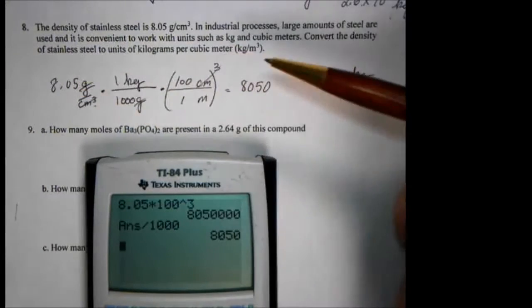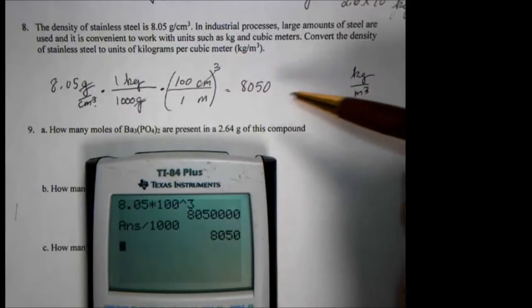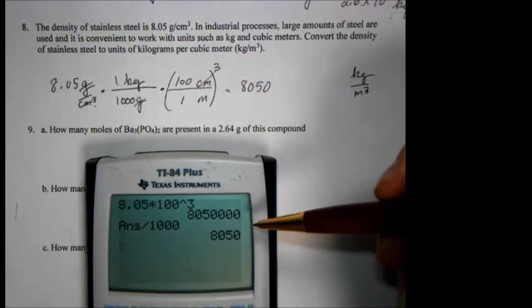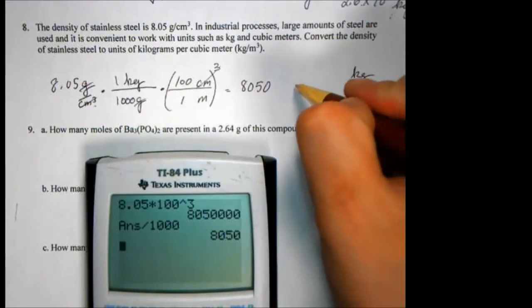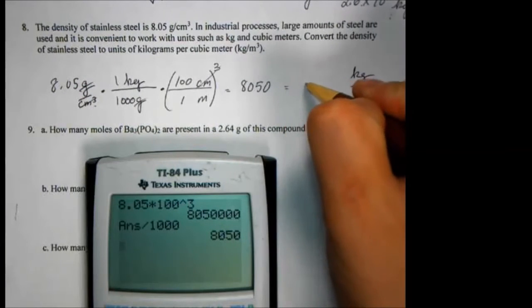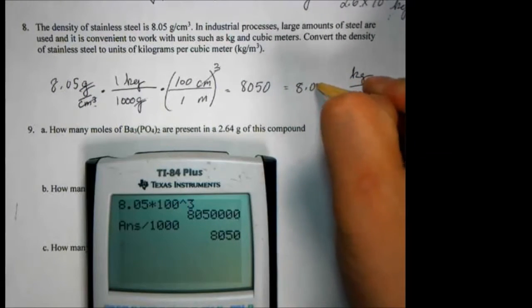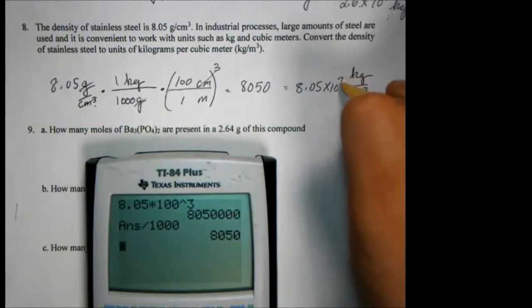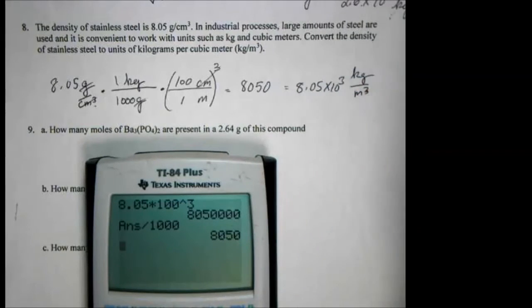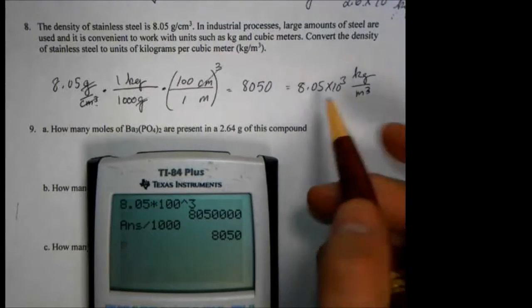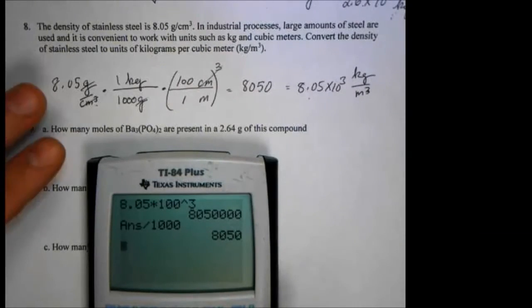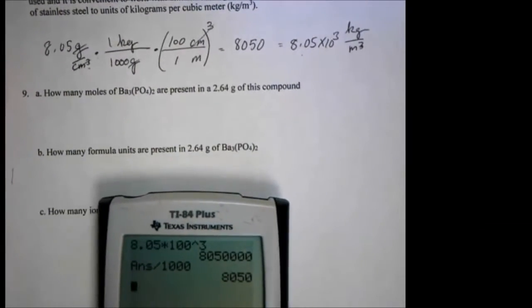Now, with sig figs, though, we're not going to just leave this as 8,050. We have to make sure that we get the correct number of sig figs. We started out here with 3 sig figs, so my preference would be to say that this is equivalent to 8.05 times 10 to the third kilograms per meter cubed. Okay? So that's how you would do a unit conversion like that. Make sure again that you get the sig figs correct. Those are gimme points on these.